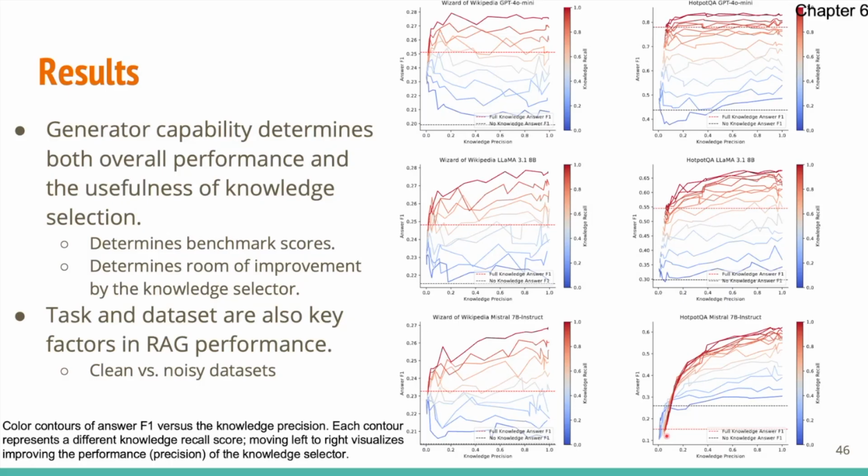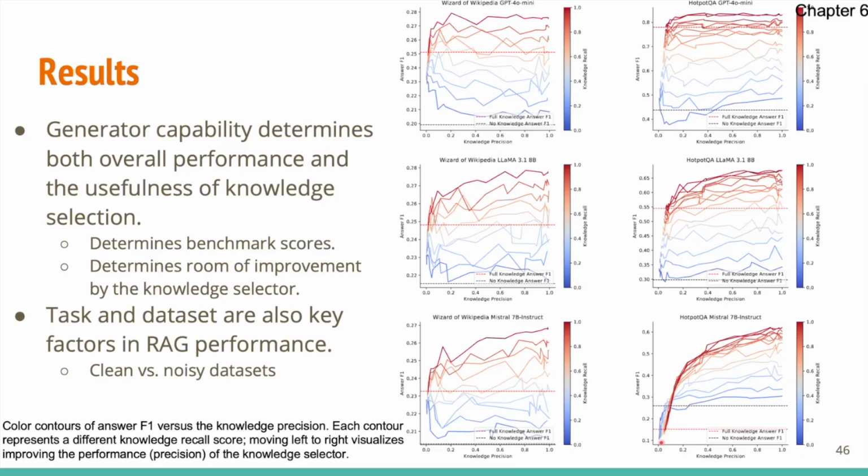We found that the generator model's capacity determines both the overall performance and the usefulness of the knowledge selection. Specifically, the generator capacity determines the benchmark scores. So given a stronger model, all three generation scores, with gold knowledge, full knowledge, and no knowledge, are higher. This is very intuitive. See the numbers: it's 0.8, then 0.55, then like 0.3.